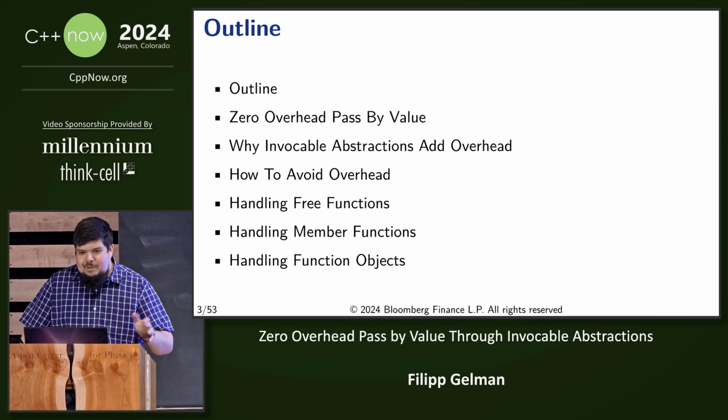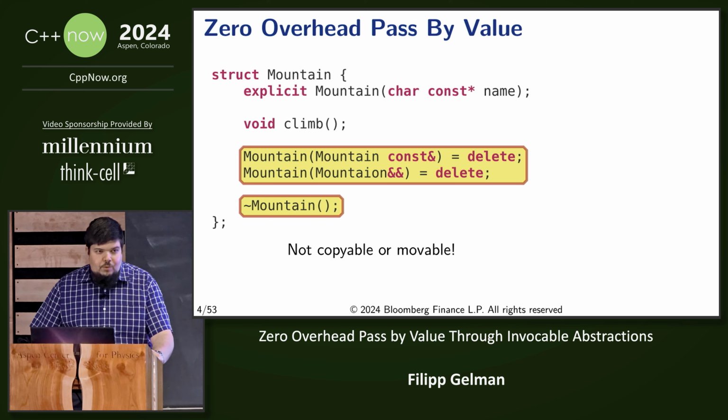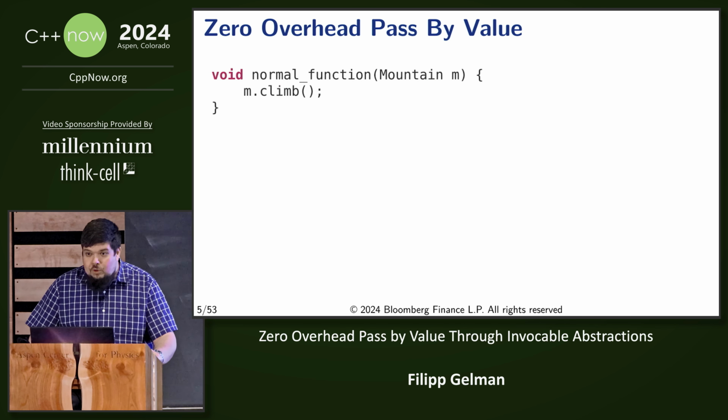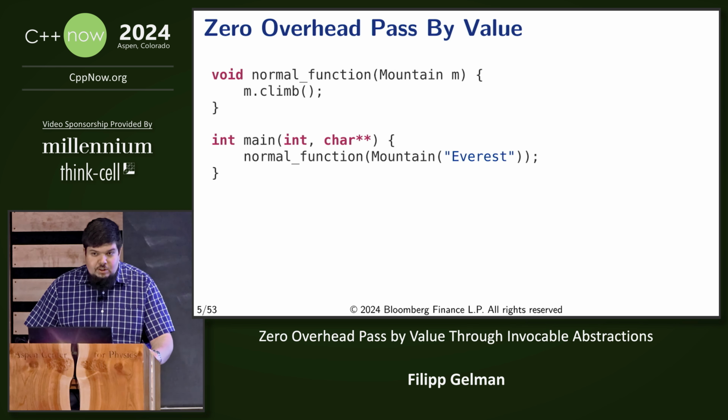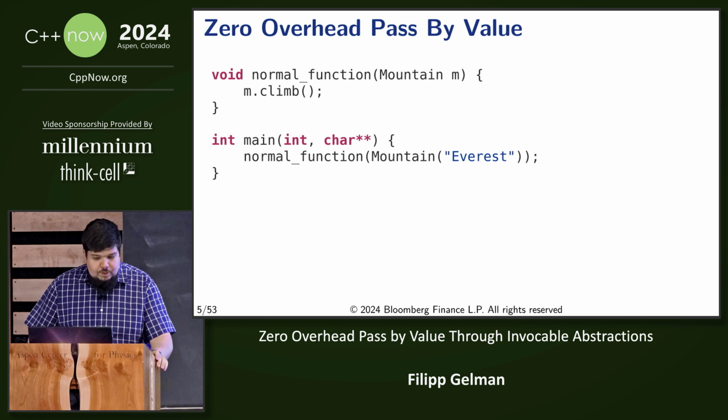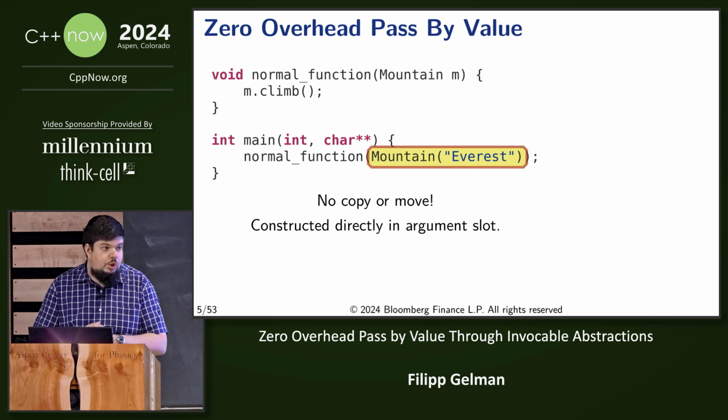This class named mountain is interesting because we can't copy it, we can't move it. The mountain doesn't come to us, we have to come to the mountain. And yet despite this, we can have functions that take a mountain by value. So when I do this, I can call my function and pass it a temporary mountain, and this works. There is no copy, there is no move. The mountain that I construct here is the mountain that the function sees, the same object.